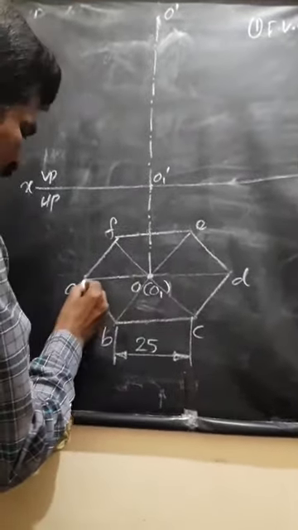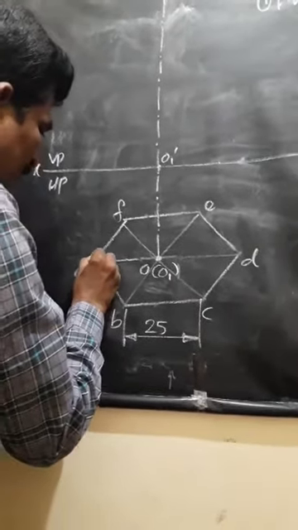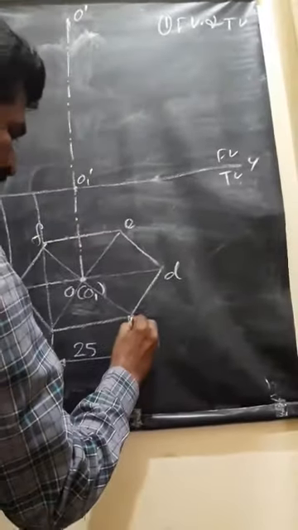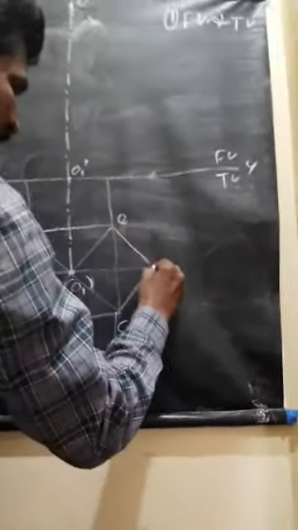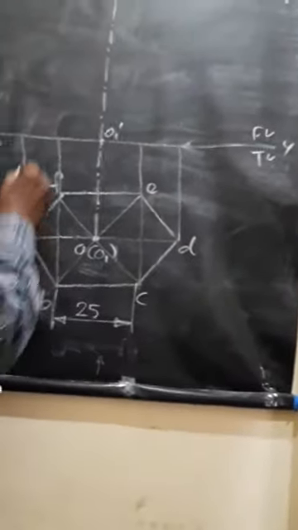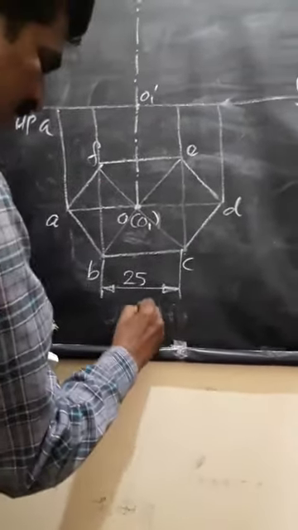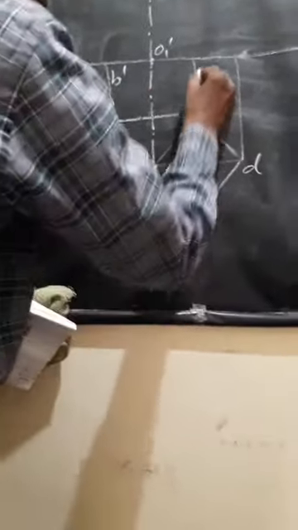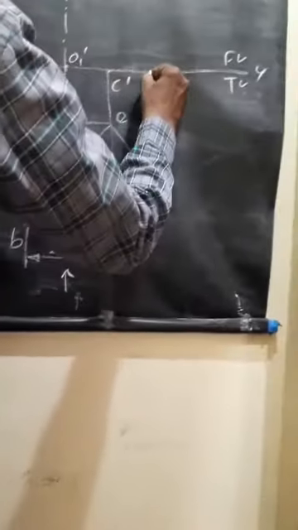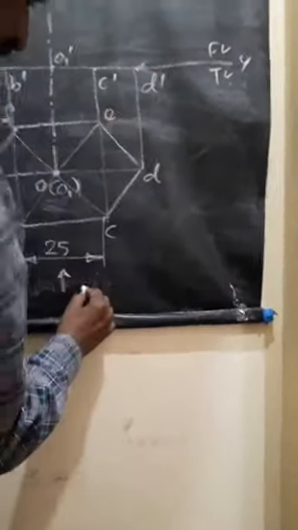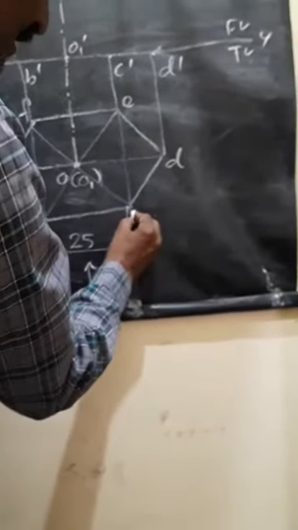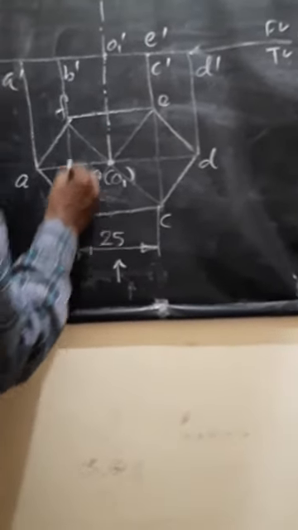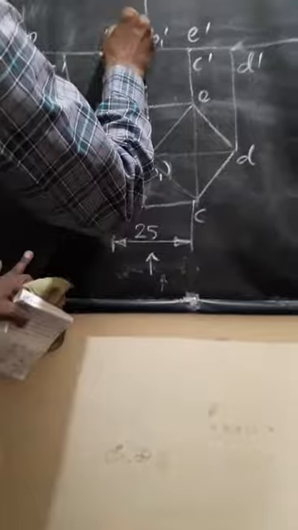Then draw the projectors through all the points here up to the XY line. B and F, C and E, and D. So this point A is visible if I see from the front. A is visible, B is visible, B dash is visible, C is visible, D is visible, D dash. E, because if I see from the front, E is coinciding with C. E is not visible. So write inside the figure, E dash. F is also the same, it is coinciding with B. So F is not visible. So write inside the figure, F dash.